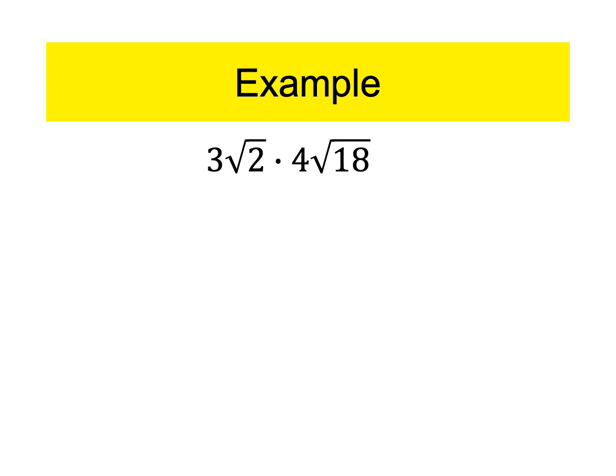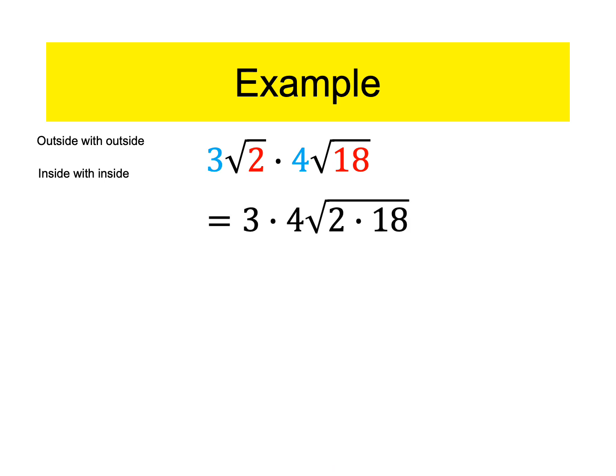All right, so let's see how this is done. I told you the rule basically was outside with outside, inside with inside. So let's do that. Blue times blue, red times red. Just don't forget the radical symbol there. So that would be what? 3 times 4, big long square root symbol, 2 times 18. Makes sense? All right, so the simplification process: 3 times 4 is 12, 2 times 18 is 36.